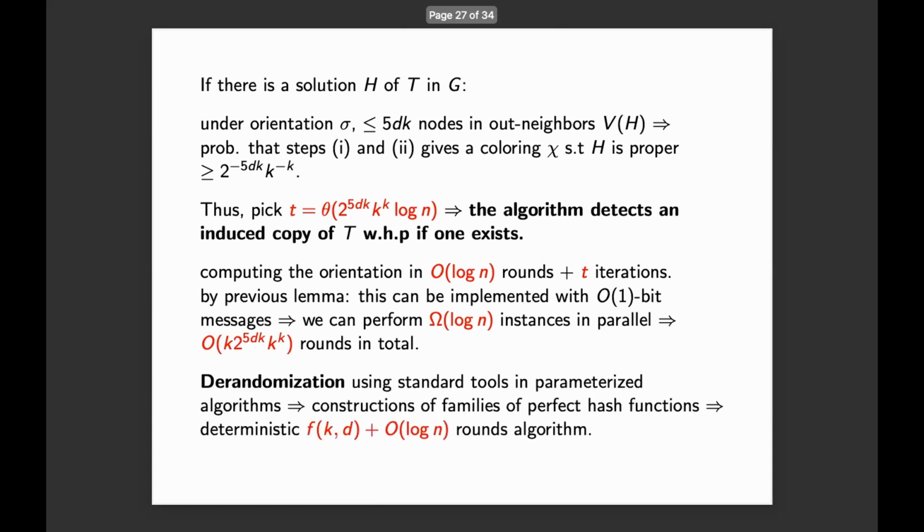But since we are borrowing the method from parameterized complexity, we can also use them to de-randomize the algorithm using a family of perfect hash functions. So at the end, we get a deterministic algorithm, which takes a function of k and d plus log n rounds in CONGEST.